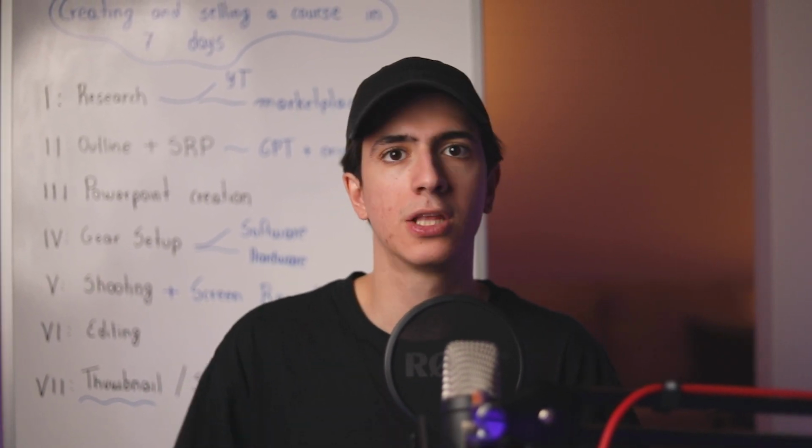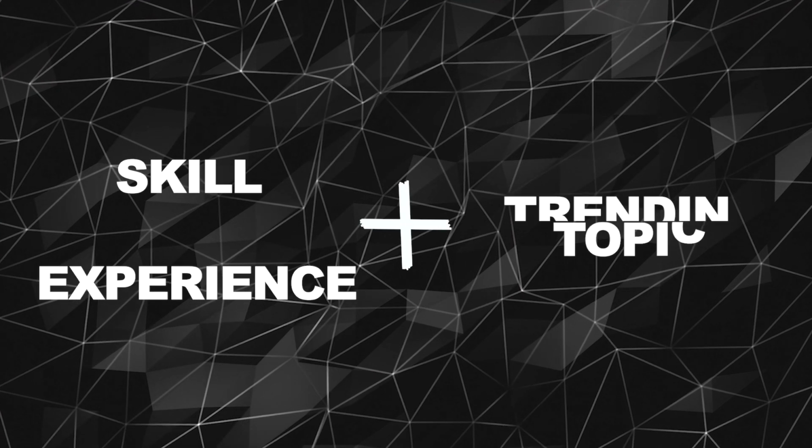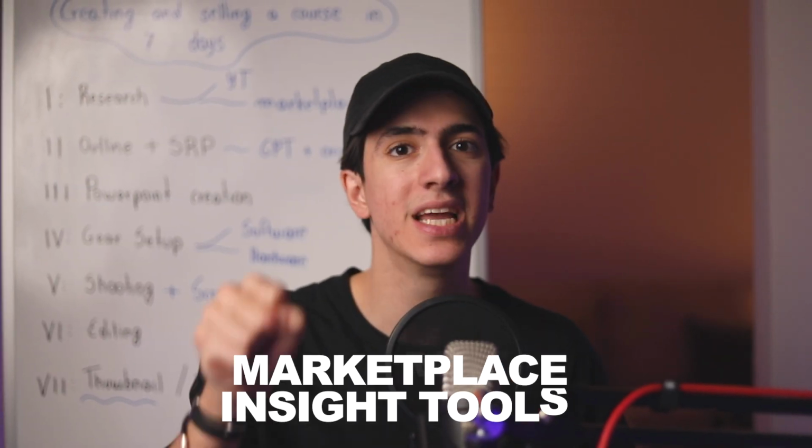So you just sub-niche, and when you sub-niche, it is a rule of thumb that competition will just fade off the more you sub-niche, right? And it makes absolute sense. So that's what we do in step 1. We're researching. You want to combine the skills that you know and the experience that you have with a topic that is trending. Another way to find which topics are trending is from marketplace insight tools.